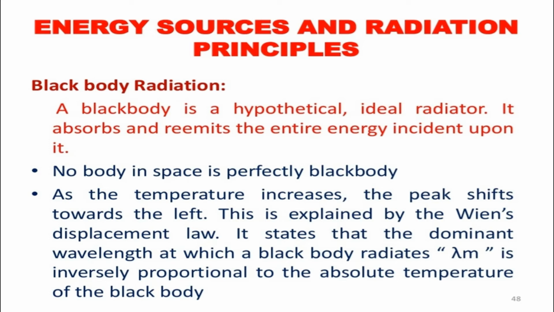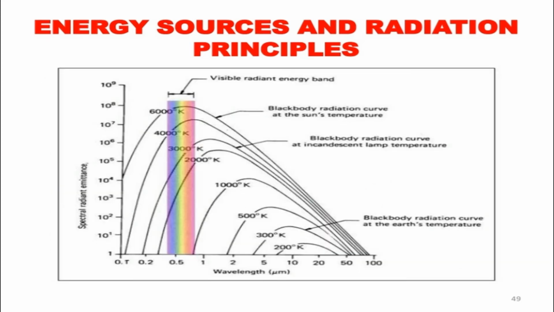As the temperature increases, the peak shifts towards the left. It is explained by Wien's displacement law. Generally, it states that the dominant wavelength at which the black body radiates, lambda max, is inversely proportional to the absolute temperature of the black body. This is a comparative study of the black body versus the actual perfectly re-emitting body.